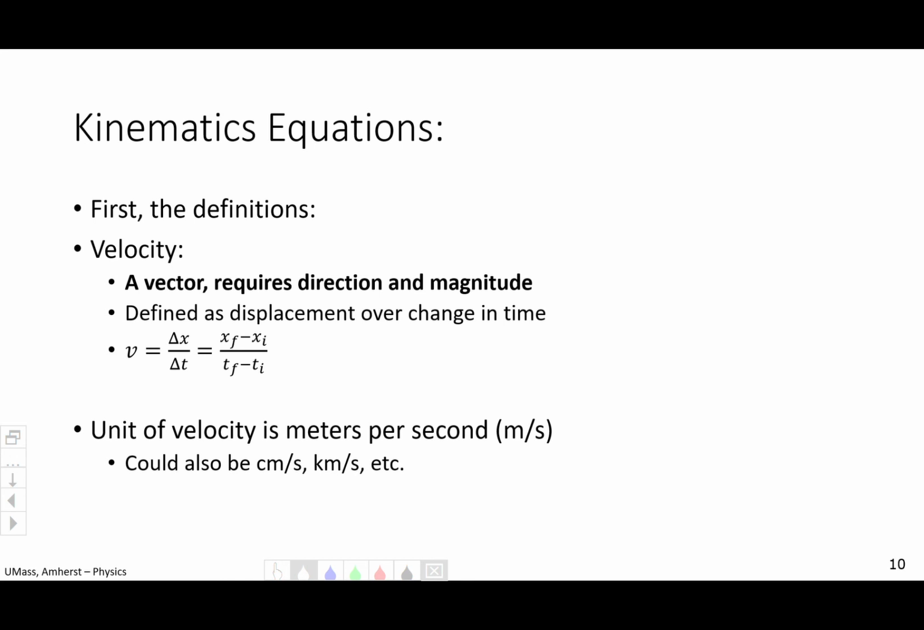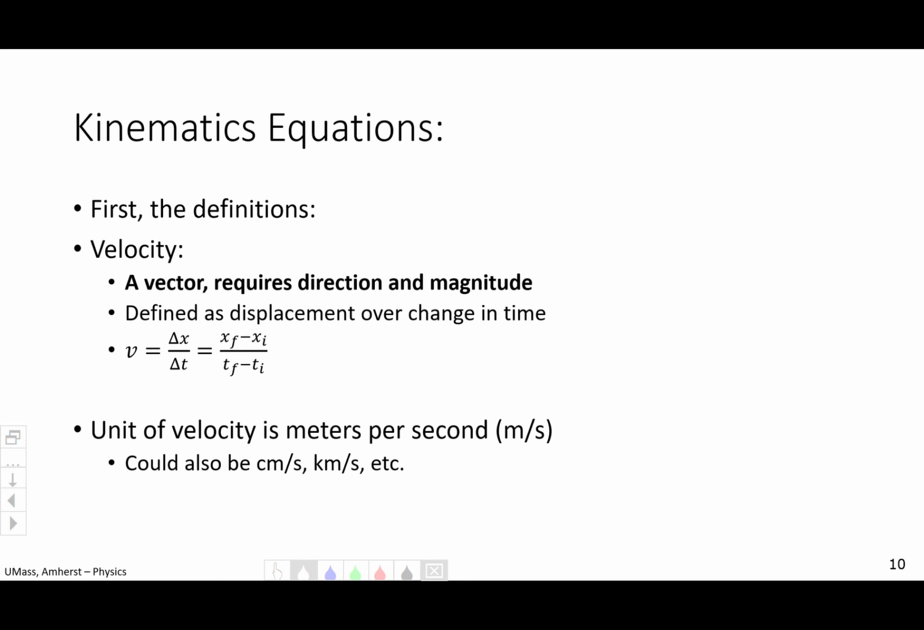There's a formula for it that I'm going to explain momentarily, and that is v equals delta x over delta t, which can also be expanded into x final minus x initial over t final minus t initial. We're going to get to that in a second. The unit of velocity is in meters per second, m/s, but could also be centimeters per second, kilometers per second, etc. One common unit in imperial units in the America here, excuse me, is miles per hour. So miles per hour is also a displacement per unit time value.